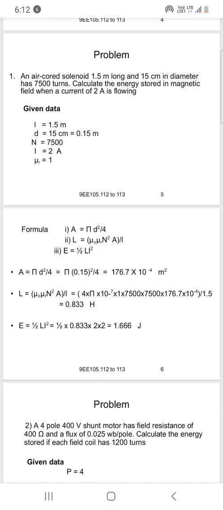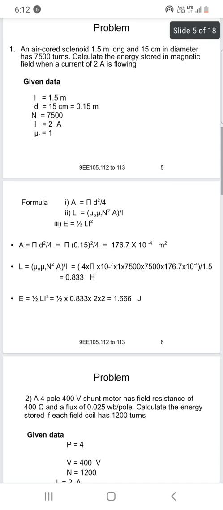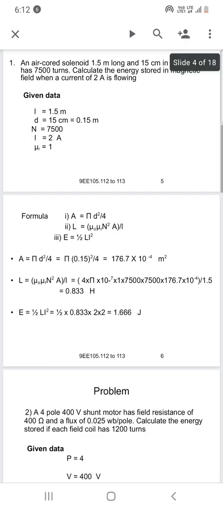The number of turns is 7500, and the current flowing through the solenoid is 2 amperes. Since it is an air core solenoid, the relative permeability is 1, and the absolute permeability is the constant 4 pi into 10 to the power of minus 7.